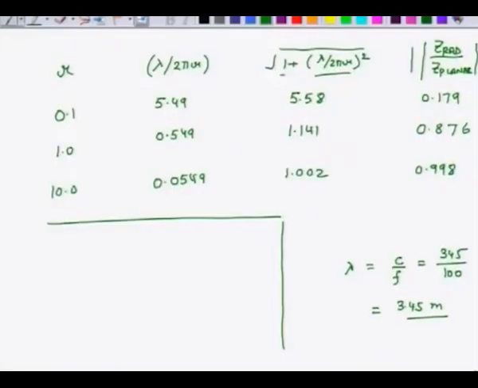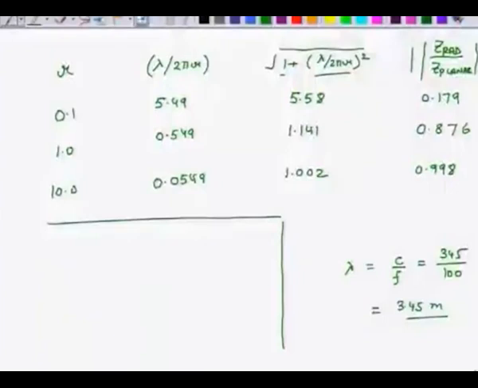The definition of being far or close to the source is in the context that if the lambda over 2 pi r term is very small compared to 1, then I am far from the source. If the lambda over 2 pi r term is very large compared to 1, then I am close to the source. So, that is what we learned from this illustration.